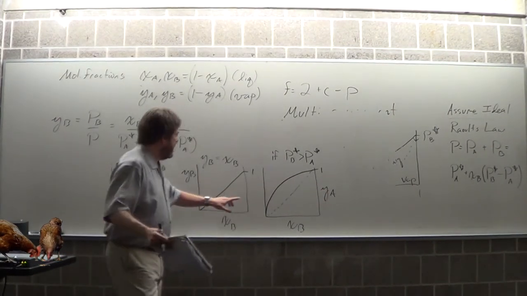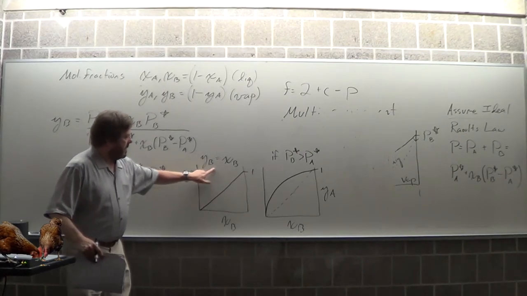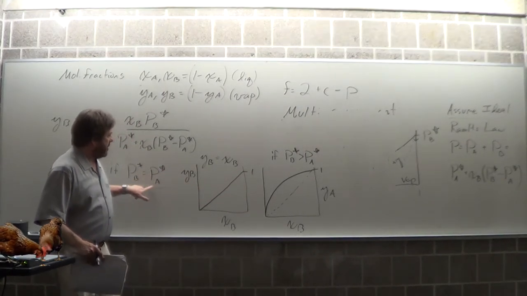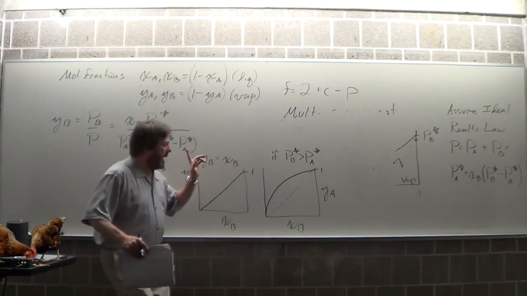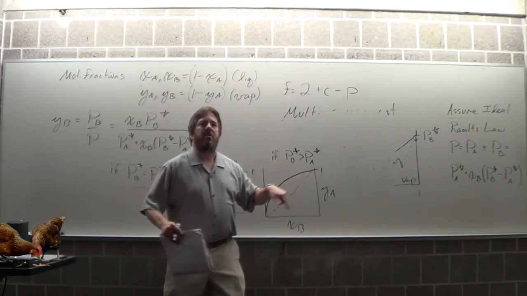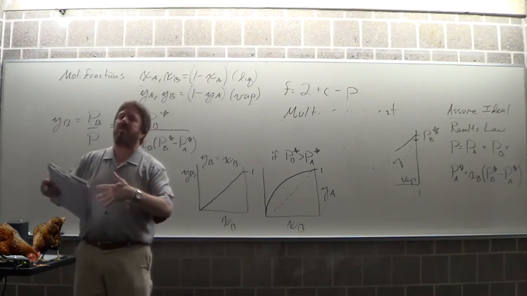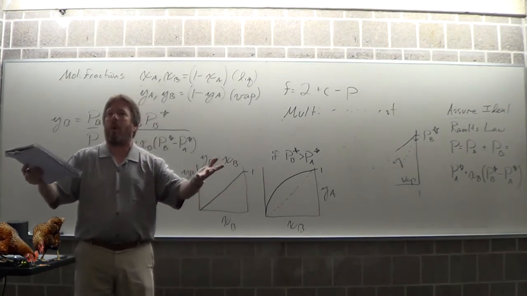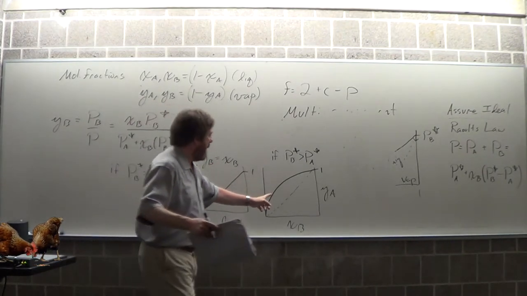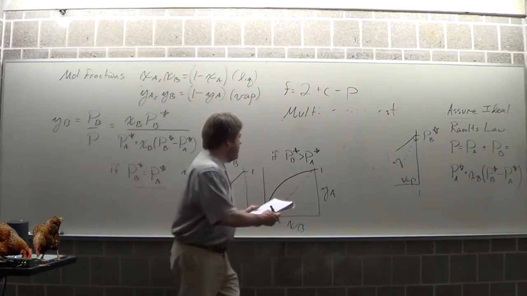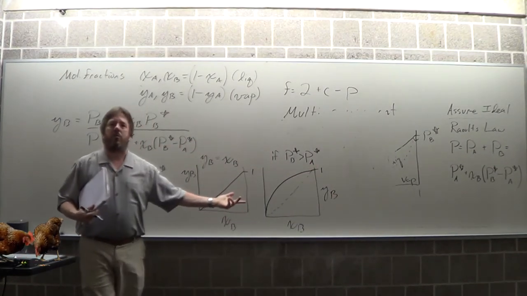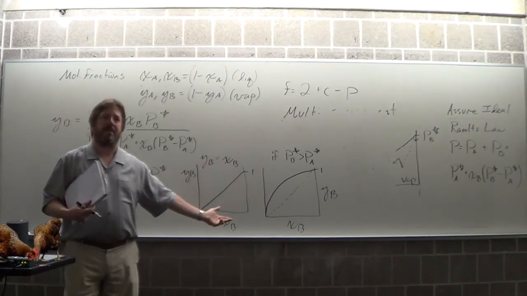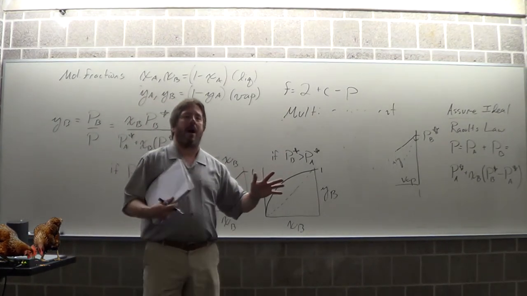Now here's to go back to that. Here's the big picture. In the limiting case of the partial pressures being equal, we get fairly simple behavior. But if the partial pressures are not equal, let's just make B greater than A. We have to pick one. Let's make it B. Then what happens is the mole fraction in the gas phase is greater than that in the liquid phase. And I'm still using Raoult's law.